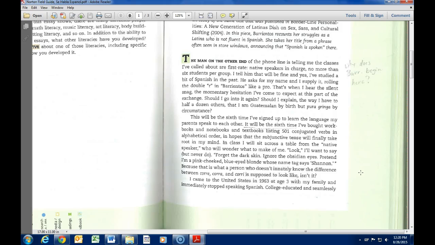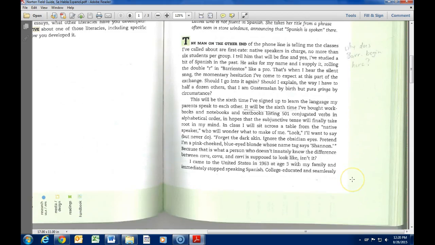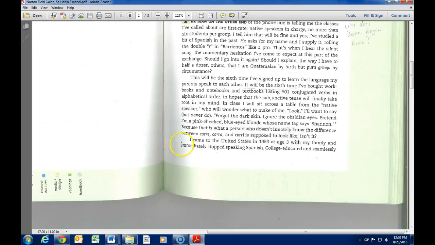And she moves down, she mentions this will be the 6th time I've signed up to learn the language my parents speak to each other. And then here she flashes back to when she was 3. I came to the United States in 1963 at age 3 with my family and immediately stopped speaking Spanish.